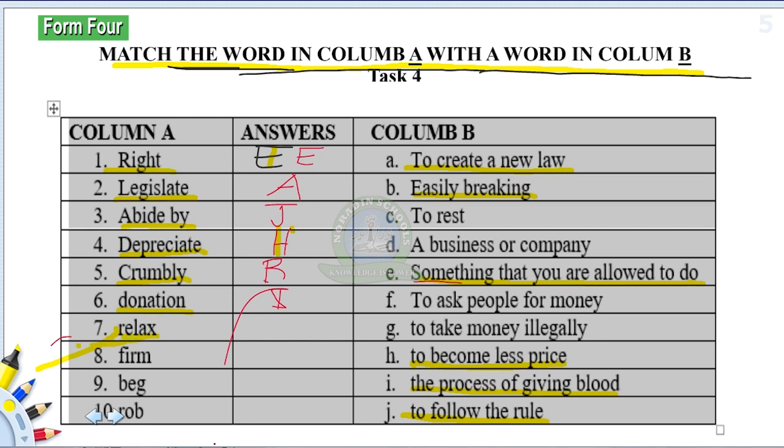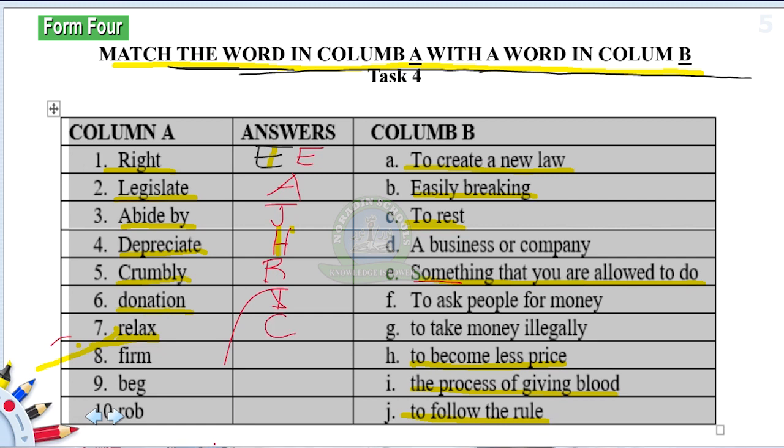Okay, what about the word relax? Relax means rest. So it's C. The answer is C.